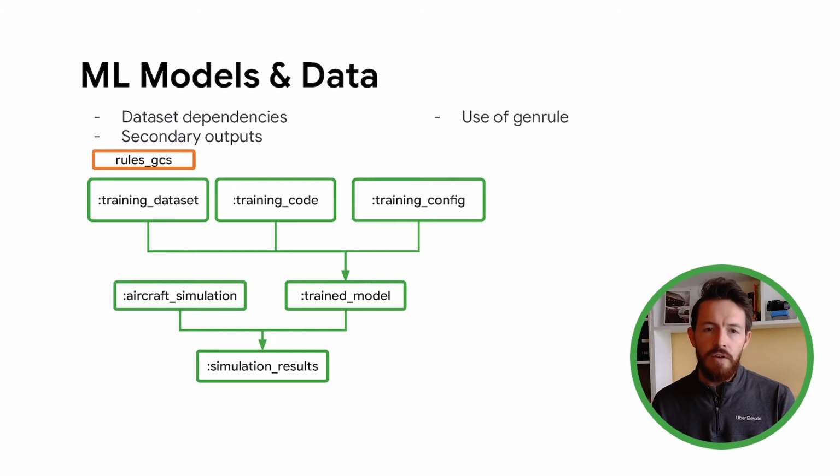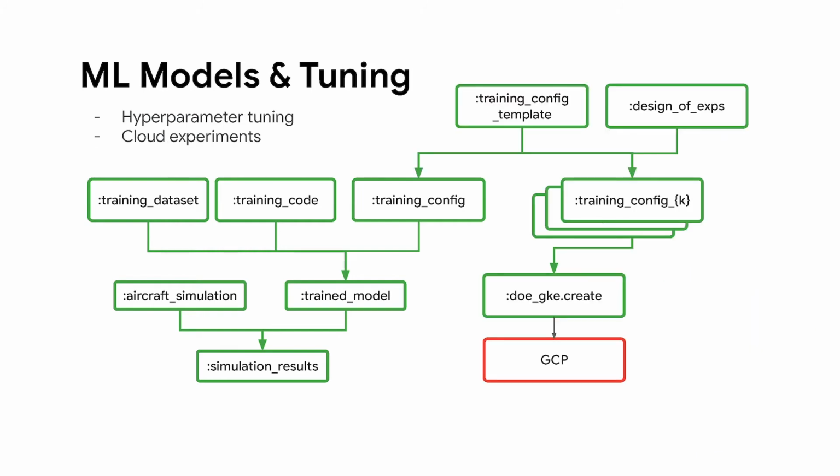We also have to be careful about those data sets because they may not fit on the developer machine. So that's why we developed some rules around Google Cloud Storage as well. Once you have this setup, you can go a bit further and do what we call hyperparameter tuning.